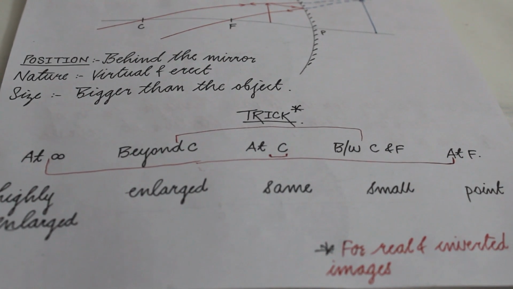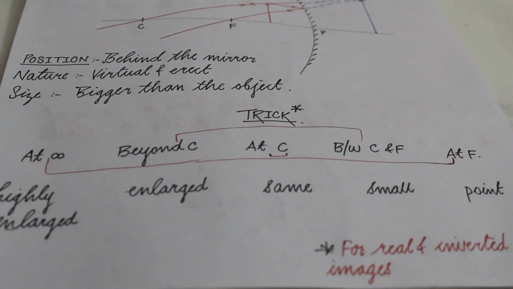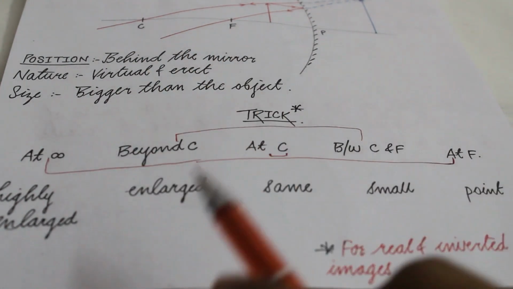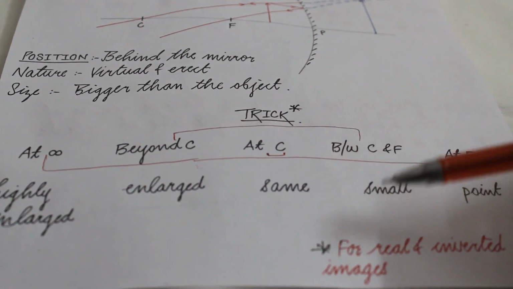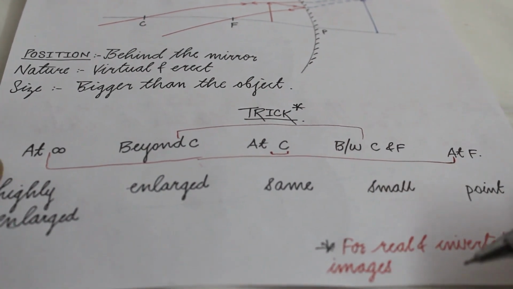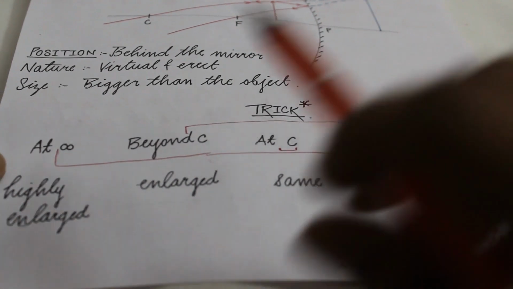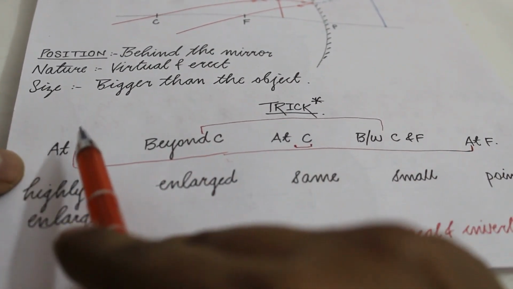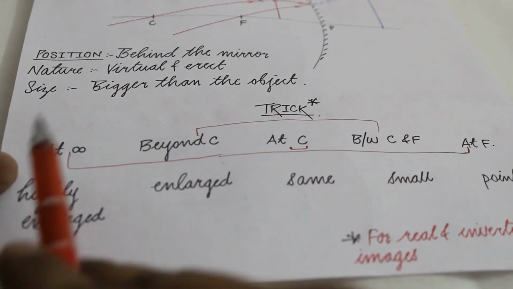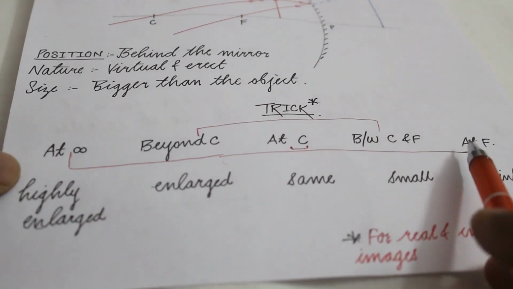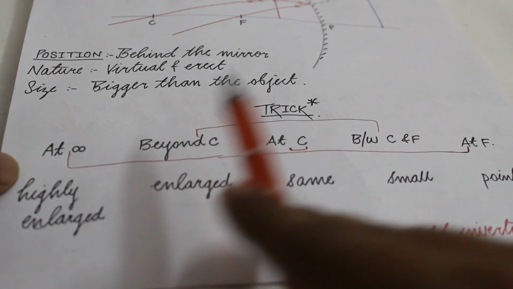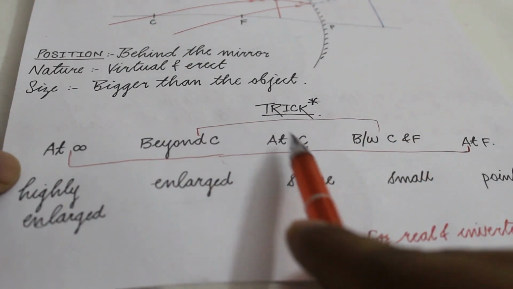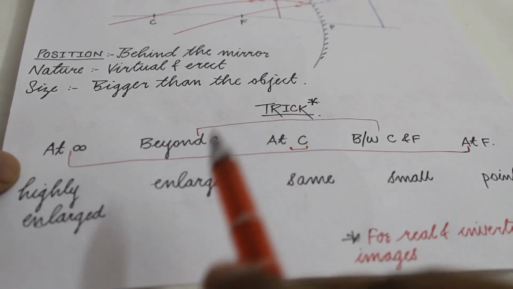Now I'm explaining to you a small trick which would be helpful for you in remembering the ray diagram. But mind, this trick is only applicable for real and inverted images, that too for a concave mirror. So I have written all the positions at which objects were kept, and I have connected the endpoints. At infinity is connected with at F. Beyond C is connected with between C and F, and as C is alone, it will be connected with itself.